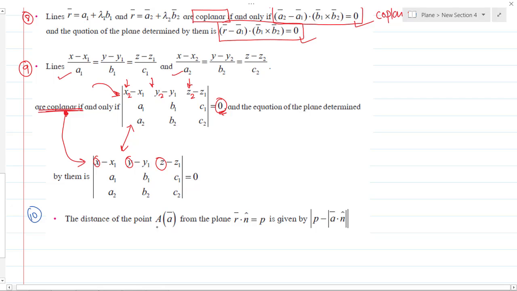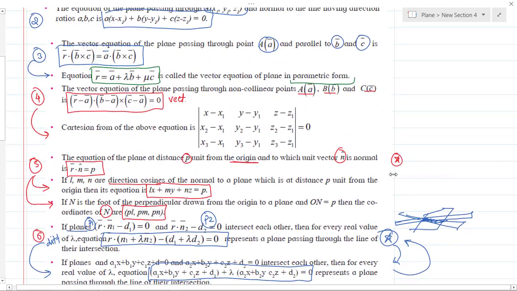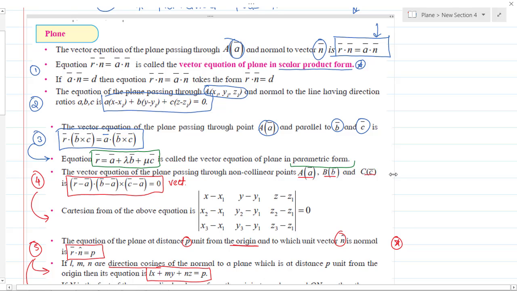The distance of a point A from the plane r bar dot n cap is equals to p is given by this. Previously we have seen the distance of the origin; now the distance of a point which is a non-origin is given by mod of p minus a bar dot n cap, that's it. These are the only 10 important formulas. No question will appear apart from this.